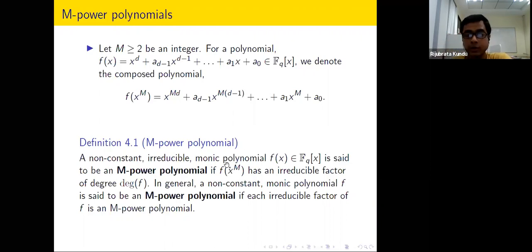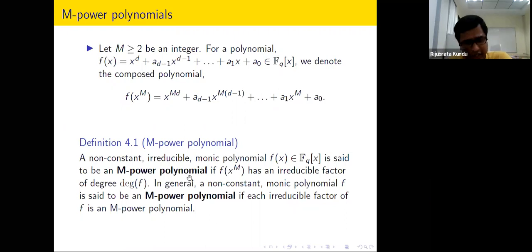So a non-constant irreducible monic polynomial f(x) belonging to F_q[x] is said to be an m-power polynomial if f(x^m), the composed polynomial, has an irreducible factor of degree equal to the degree of f, right? So if the degree of f equals d, then f(x^m) must have an irreducible factor of degree d. To take a quick example, consider the linear polynomial x minus lambda. Then the composed polynomial is x^m minus lambda. And that polynomial is an m-power polynomial if it has an irreducible factor of degree 1, so it is a linear factor, that means some x minus mu. Which in turn means that lambda is an mth power in the field F_q, right?